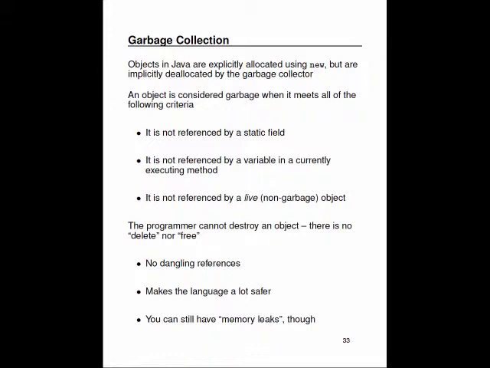But objects are implicitly deallocated by the garbage collector. The garbage collector is basically this thing running in the background, looking at all the objects that you've allocated and looking for objects that are no longer in use, no longer reachable by your program. An object is considered garbage when all of the following are true. It's not referenced by a static field, so no static field is using it. It's not referenced by a variable in a currently executing method, so it's not being referenced on the execution stack. And it is no longer referenced by another non-garbage object.